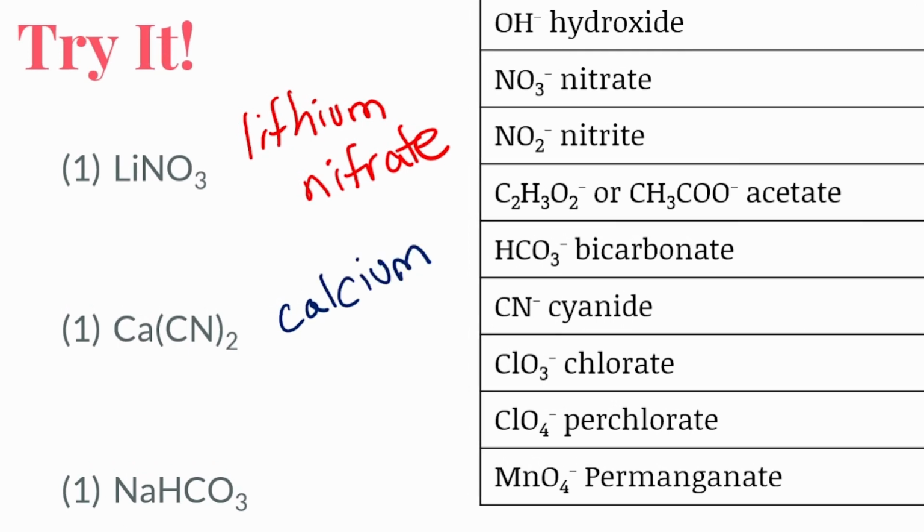So we've got calcium, and then what does CN stand for? Looking over at our chart, CN stands for cyanide. So we're going to write cyanide. Calcium cyanide is our final answer.